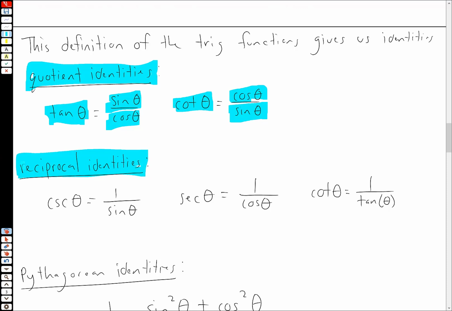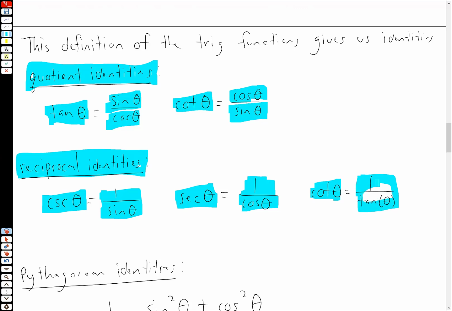Additionally, we also get what's known as the reciprocal identities. Reciprocal means 1 over something. Cosecant is 1 over sine. Secant is 1 over cosine. And cotangent is 1 over tangent. Now be careful: cosecant goes with sine here, and secant goes with cosine. When I was an undergrad, I used to think it was the other way around because I wanted S's to go with S's and C's to go with C's, but it's the other way around. Cosecant is sine, secant is cosine.